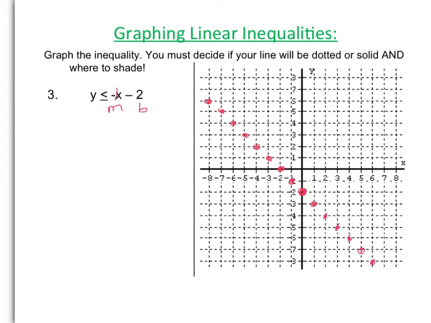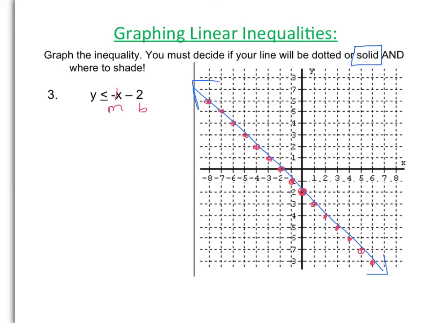And now we need to think about our line. The symbol is less than or equal to, and so that results in a solid line. So I draw my solid line. We always remember the arrows on both ends.